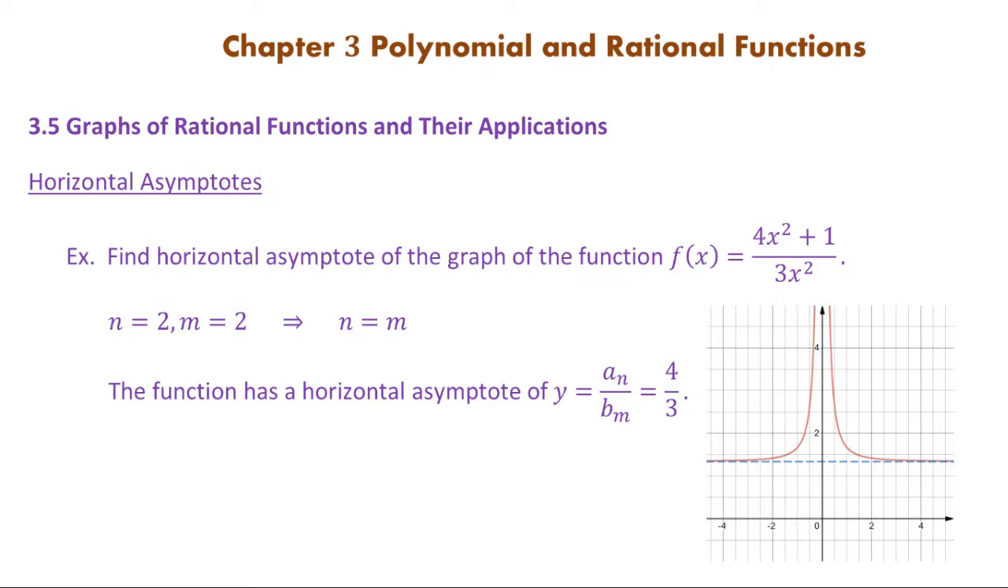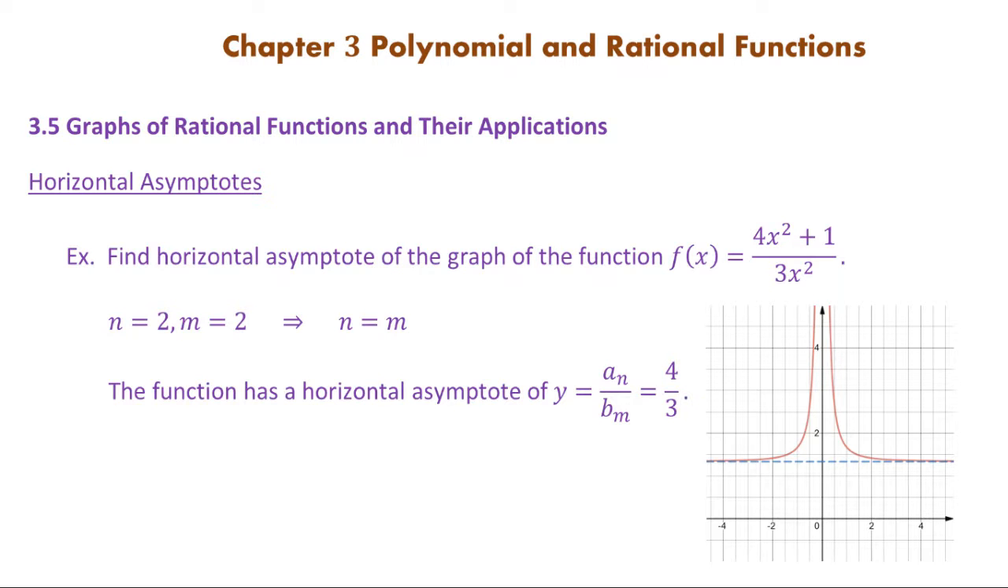So according to the theorem we just discussed, the function has horizontal asymptote y equal to a_n over b_m. You just divide the coefficients of those two leading terms on the top and at the bottom, when the two exponents are the same. On the top, the leading coefficient is 4, and at the bottom, the leading coefficient is 3, so we get 4 over 3. So the horizontal asymptote is y equal to 4 over 3.